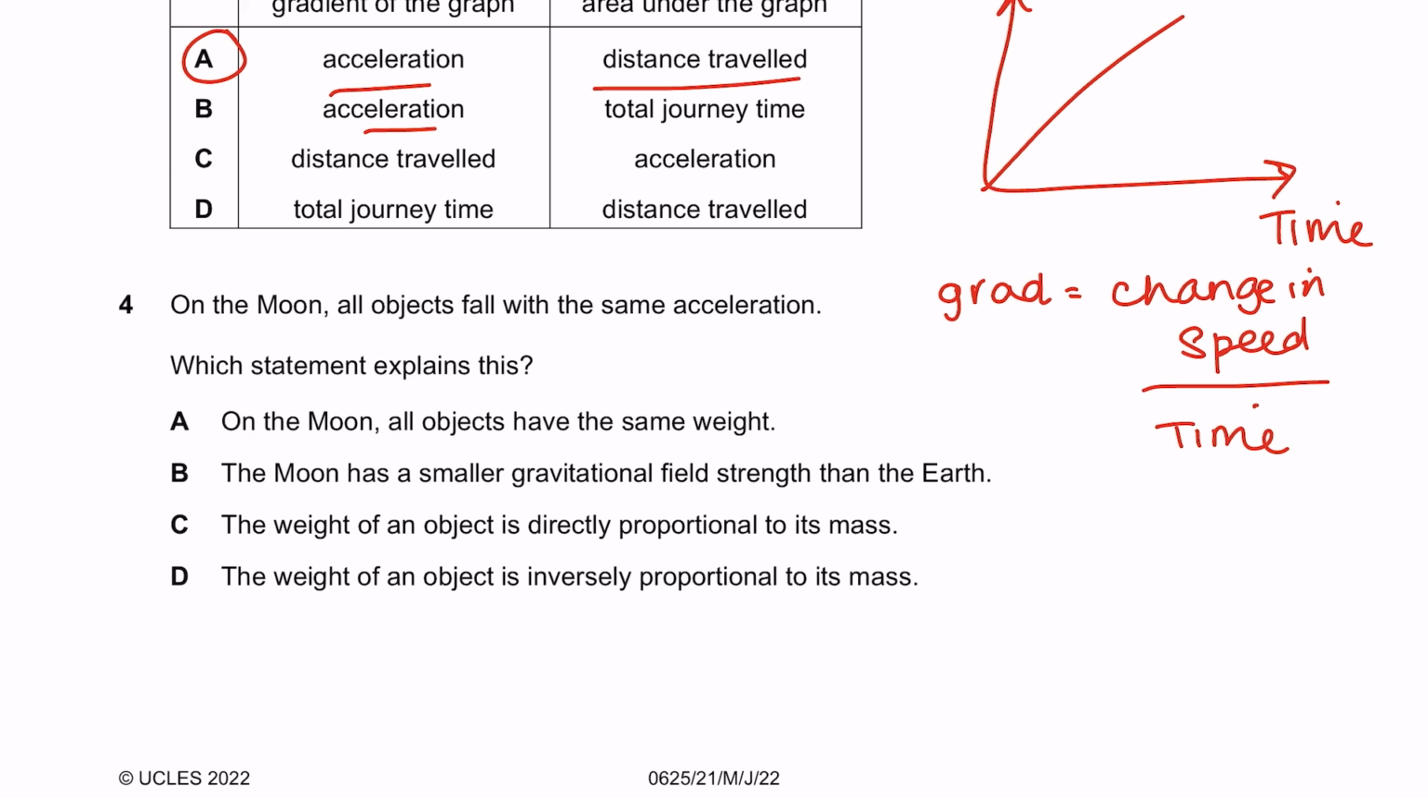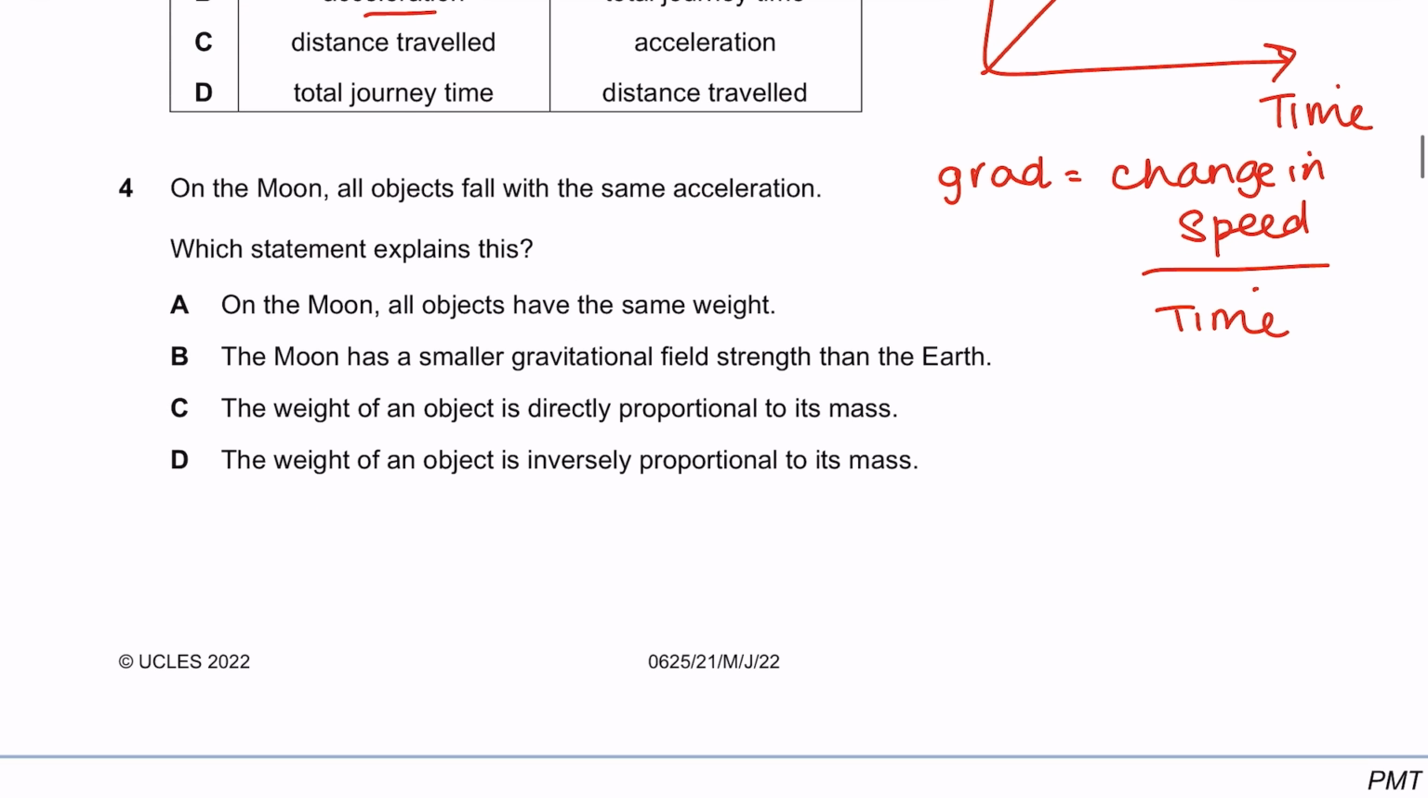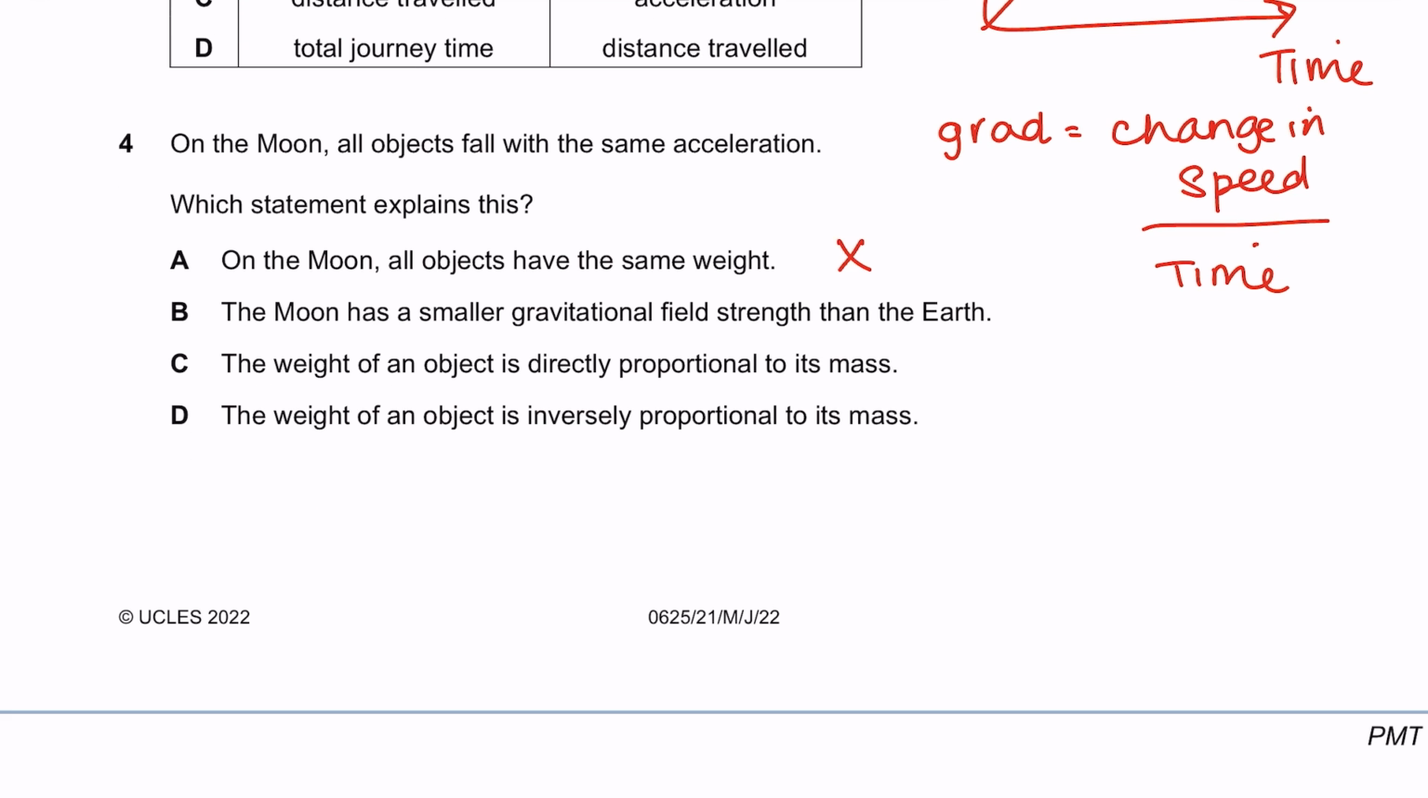On the moon, all objects fall with the same acceleration. Which statement explains this? On the moon, all objects have the same weight. The moon has a smaller gravitational field strength than the Earth. No, the weight of an object is directly proportional to its mass. That is absolutely true. The answer here is C.